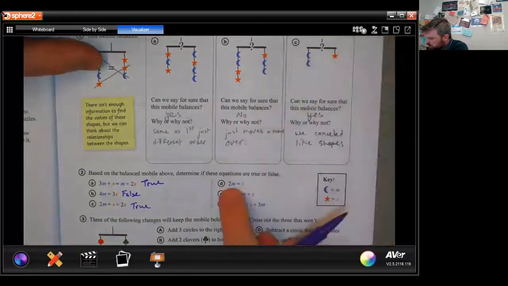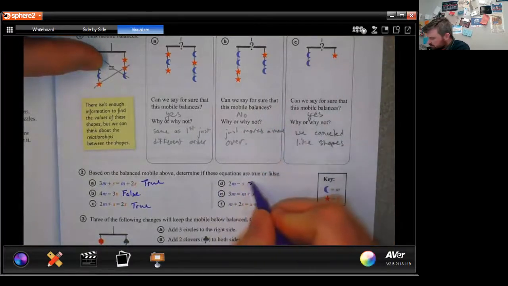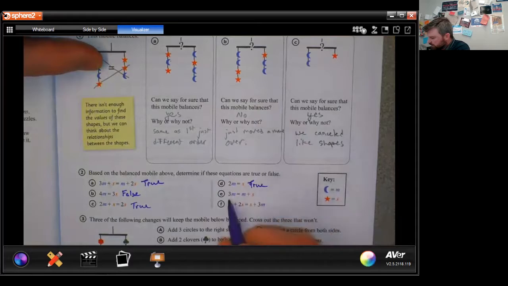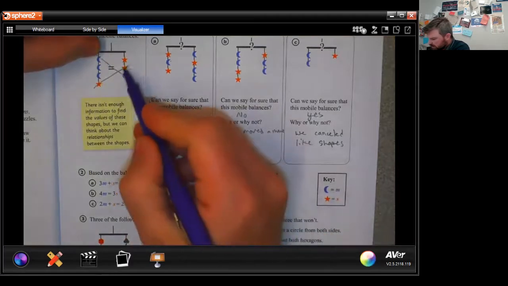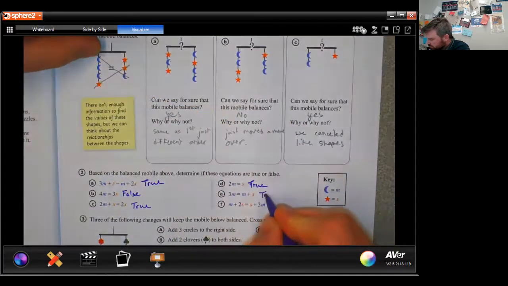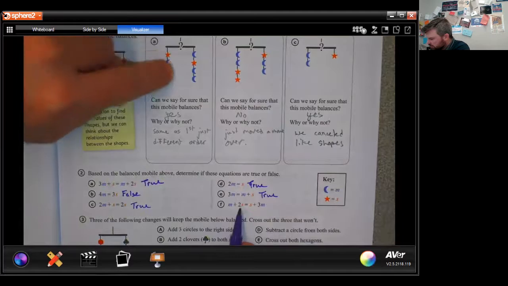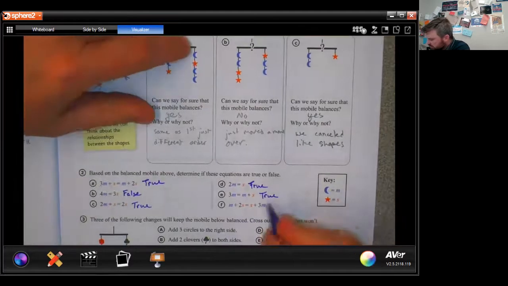Okay, 2 moons and a star, which is right here. And we said that was always true. 3 moons, a moon, and a star. So they canceled out a star. So 3 moons, a moon, and a star. That is true. A moon plus 2 stars, which is what we have here, equals a star plus 3 moons. That's true.